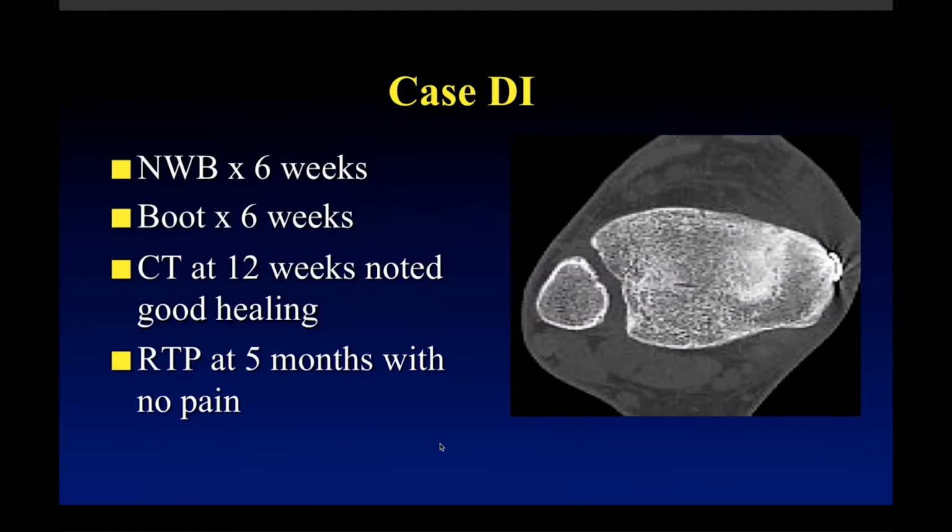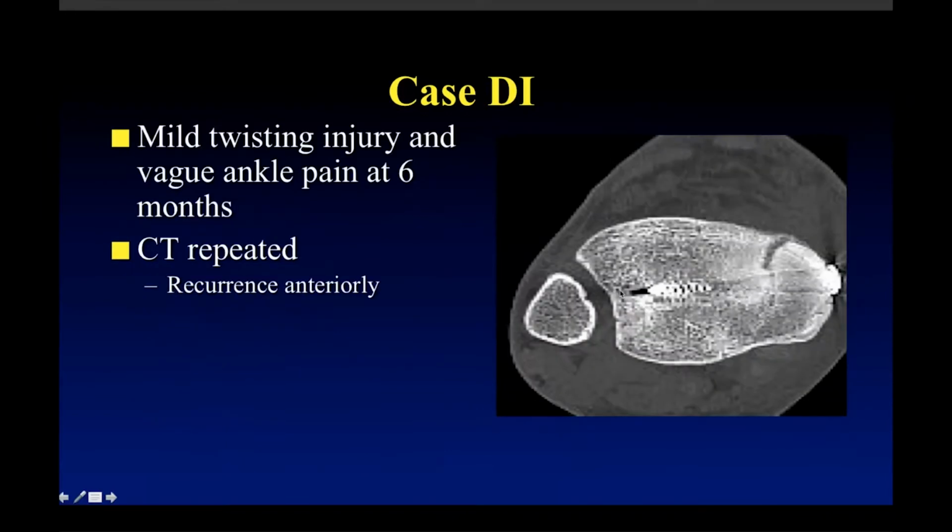Go one more. I just wanted to bring this up for the audience too. He looks great, but non-weight bearing 6 weeks, boot for 6 weeks, CT scan there at 12 weeks, looks beautiful, looks fantastic. But these, just like navicular fractures, are very, very humbling. So now you've got him back playing professional ball, has a mild twisting injury. He comes back with vague medial ankle pain 6 months post-op, and now you do the CT scan, and again, a very humbling situation. You can see the recurrence on the anterior aspect.